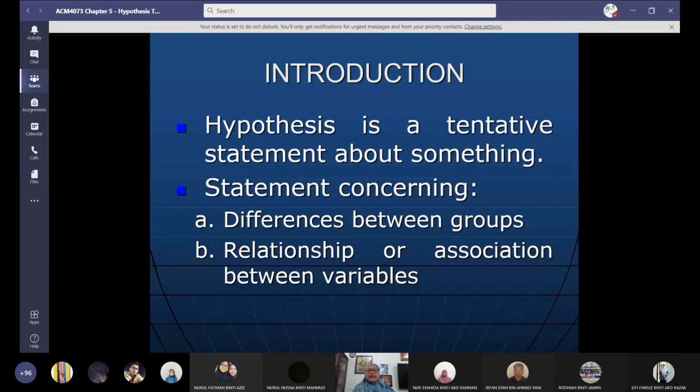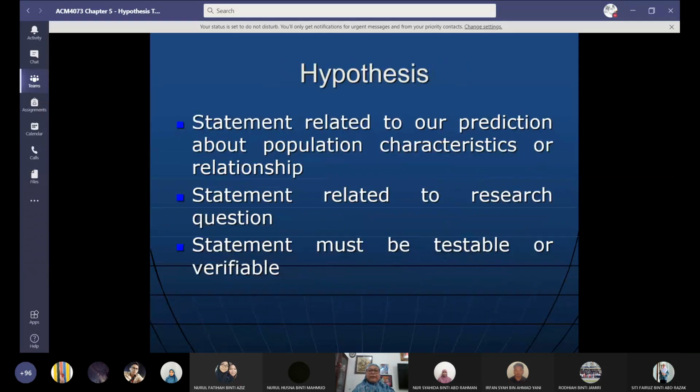How does communication effectiveness differ among TBA1, TBA2, 3, 4, 5, 6, 7, 8, 9, 10? We will use another analysis. So the hypothesis must concern these 2: differences and relationship. Okay, I repeat, your hypothesis is concerned with differences and relationship. A statement related to our prediction about population characteristics or relationship.